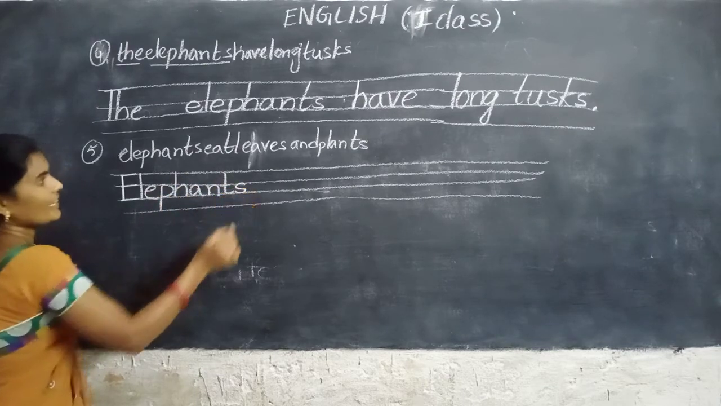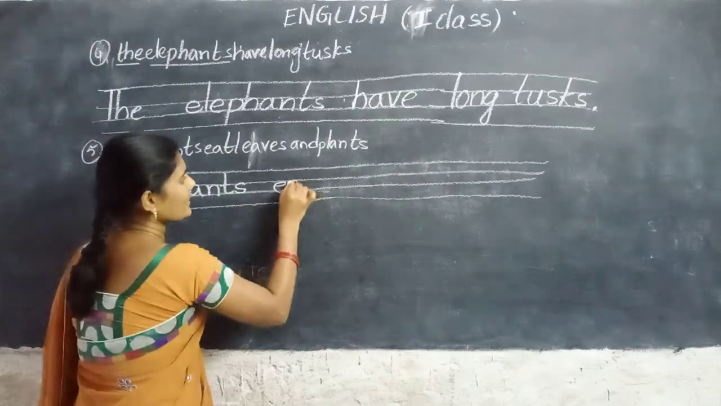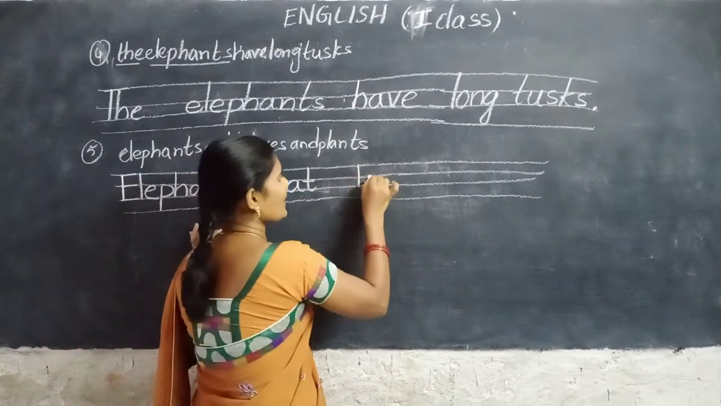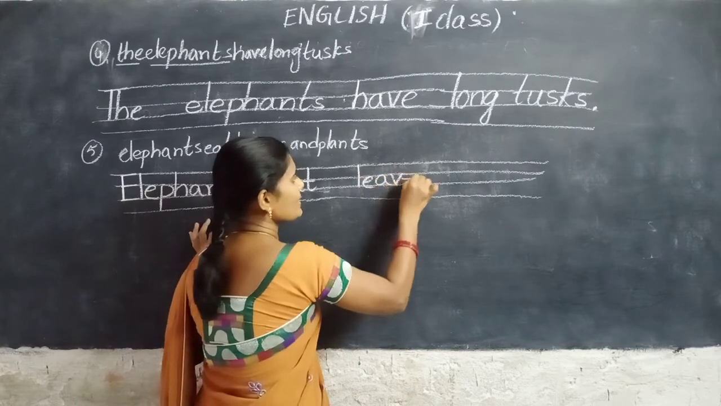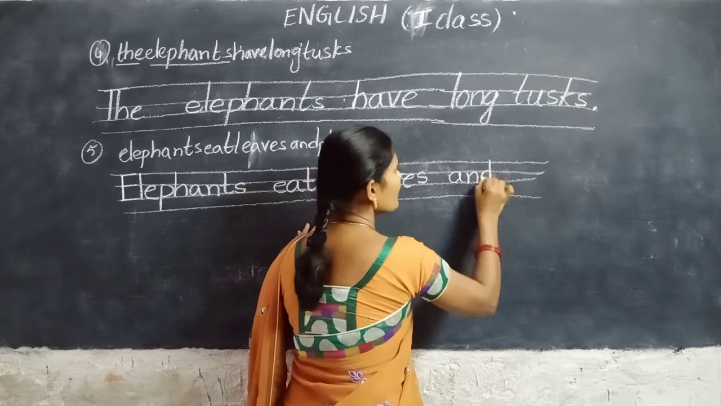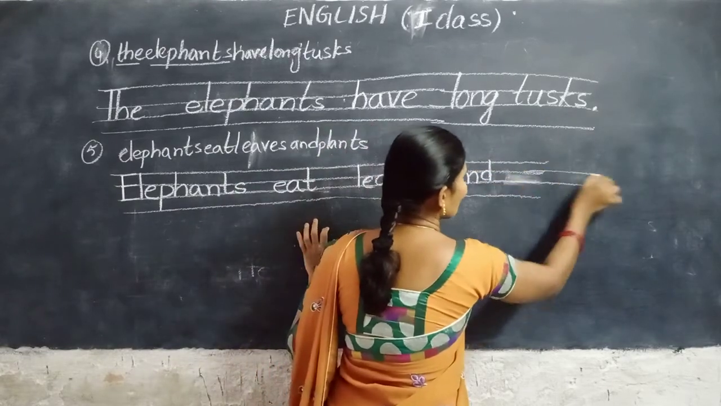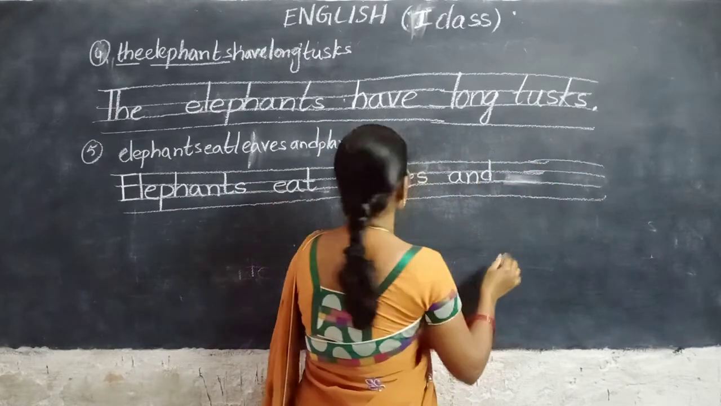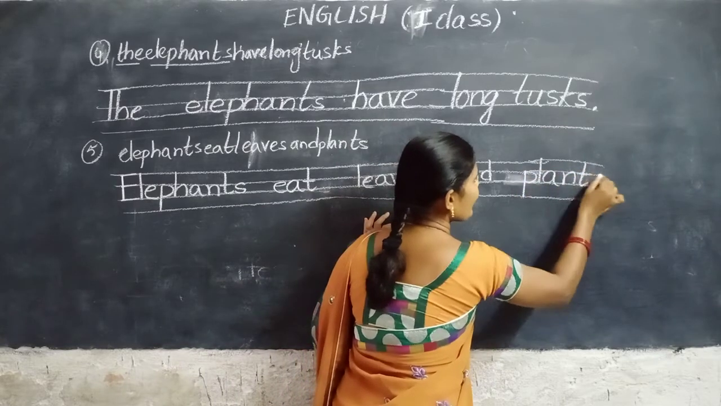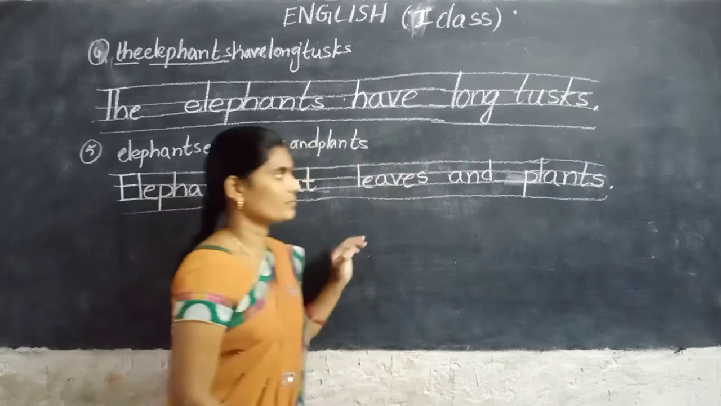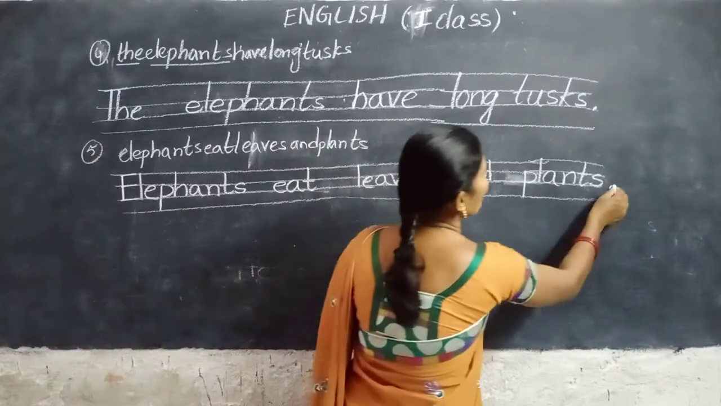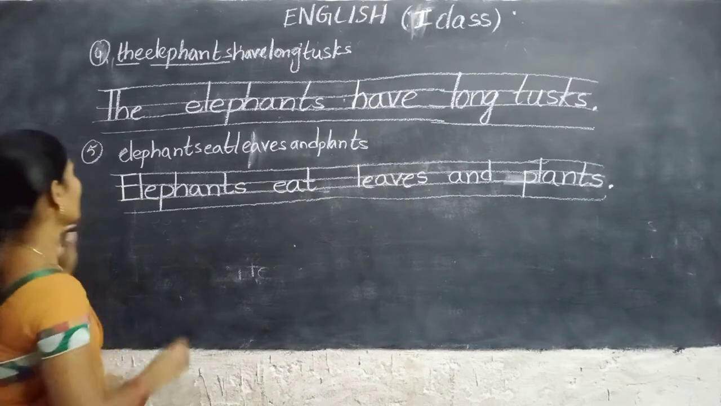E-L-E-P-H-A-N-T-S, elephants. Eat. Leaves, L-E-A-V-E-S, leaves and. Plants, P-L-A-N-T-S, plants. Full stop. Ending full stop. Next.